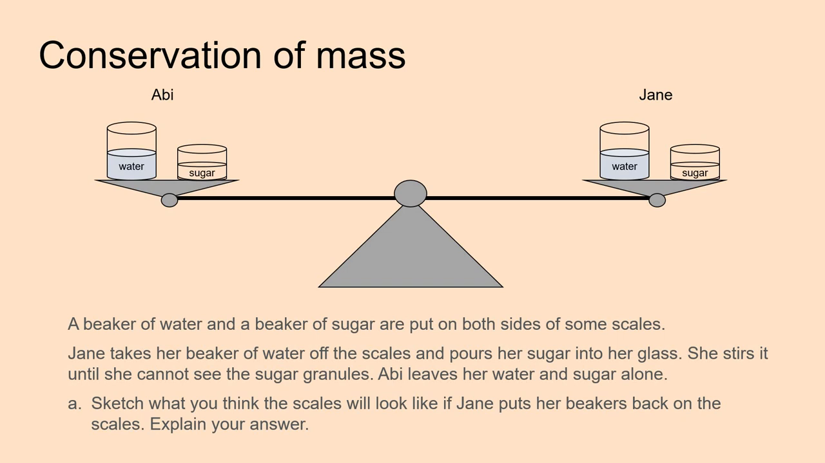In your books, can you draw what you think the scales will look like if Jane puts her beaker of dissolved sugar water back on the scales? She's also going to put the pot that the sugar was in back as well. And then have a go at explaining your answer. Pause your video here and have a go at this question in your book.